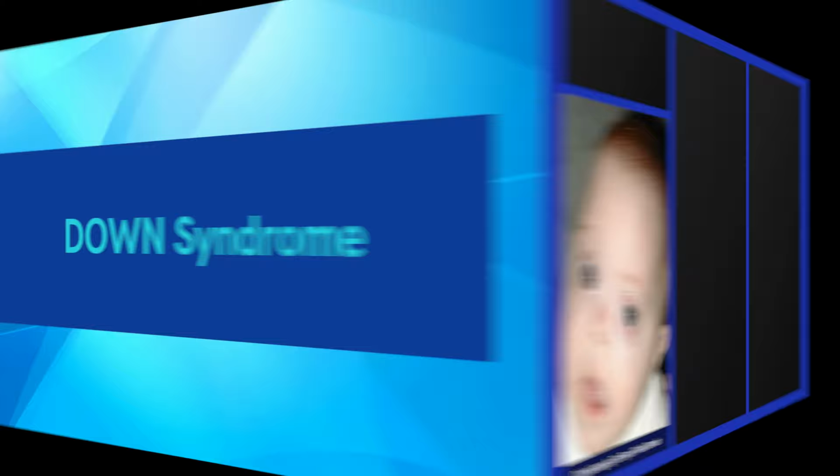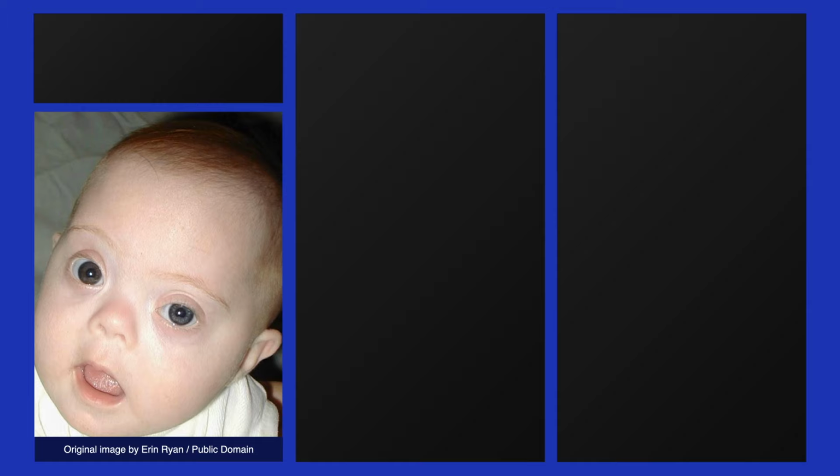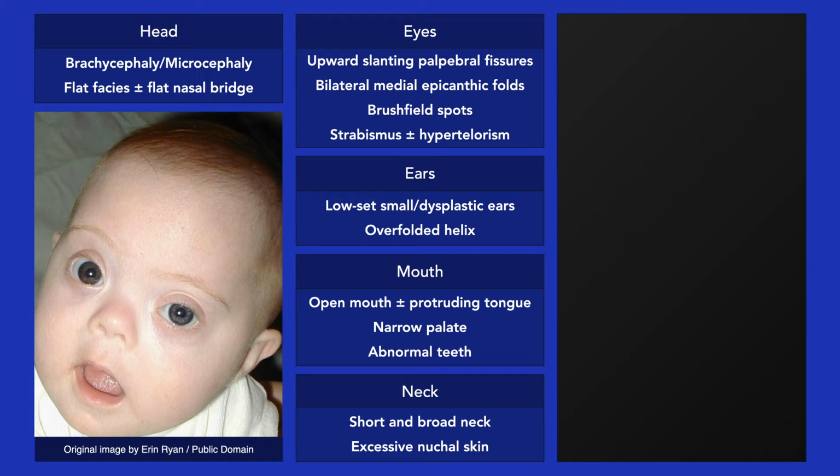The following list of dysmorphic features associated with Down syndrome is not all-inclusive, but consists of many of the more recognized facial and extremity manifestations of trisomy 21. Individuals with Down syndrome often have upward slanting palpebral fissures with epicanthal folds and wide-spaced eyes, a flat nasal bridge, and an open mouth with a protruding tongue. Other characteristic findings include Brushfield spots in the eyes, as well as low-set ears. However, not all of these features may be present.